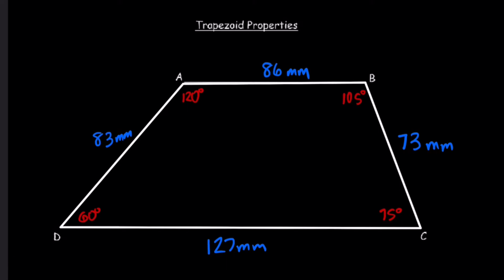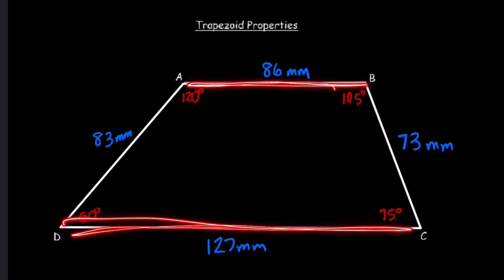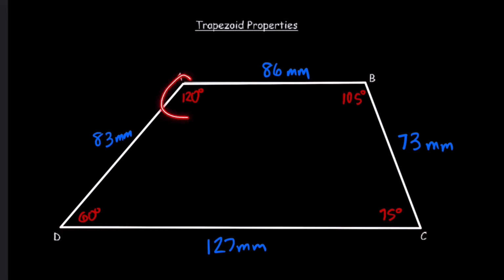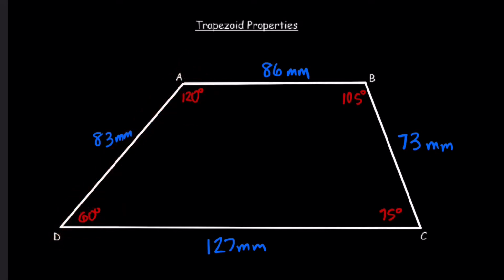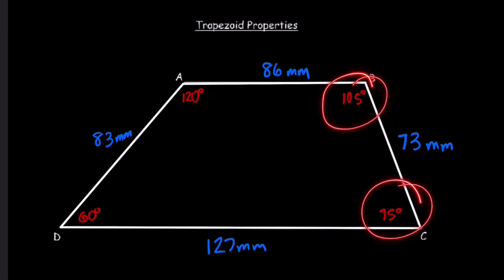A regular trapezoid, nothing very remarkable other than the fact that these two sides are parallel, has exactly one pair of parallel sides. And the same side angles, we call them transversal angles because this is a transversal. Same side transversal angles are supplementary. So these two add to 180. Those two add to 180.